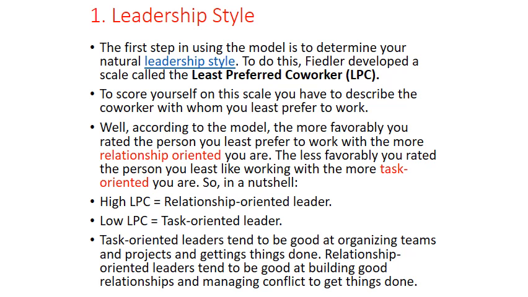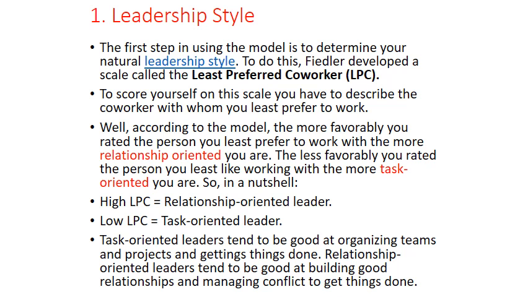Conversely, the less favorably you rated the person you least like working with, the more task oriented you are. Less favorably means I am interested to work with the coworker. That means I am task oriented. I like to do jobs. If a task is given to me, I like to do it with that person. So I have a task oriented leadership style.